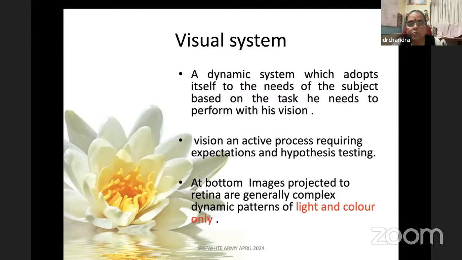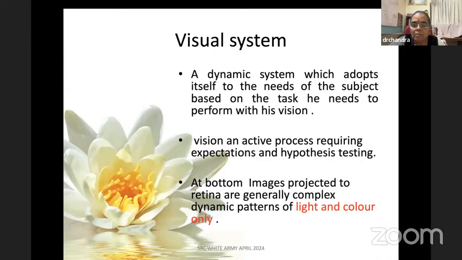As we know, the visual system is a dynamic system which adapts itself to the needs of the subject based on the task he needs to perform with his vision. So vision is not just for seeing. We see things, choose what we want to see, and then carry out actions based on what is seen. So vision is an active process requiring expectations and hypothesis testing. We don't see everything that is available for us to see. We see things which we are going to use, and we test some of the principles that we believe, and that is the higher level of visual understanding.